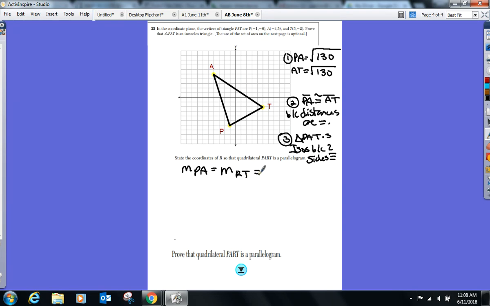So up and over how many? Or you can use change in Y over change in X. Slope of PA. Up and over how many? Anybody have it so far? Up and over? How many are you going up? 11 over 3, and this is a negative slope.